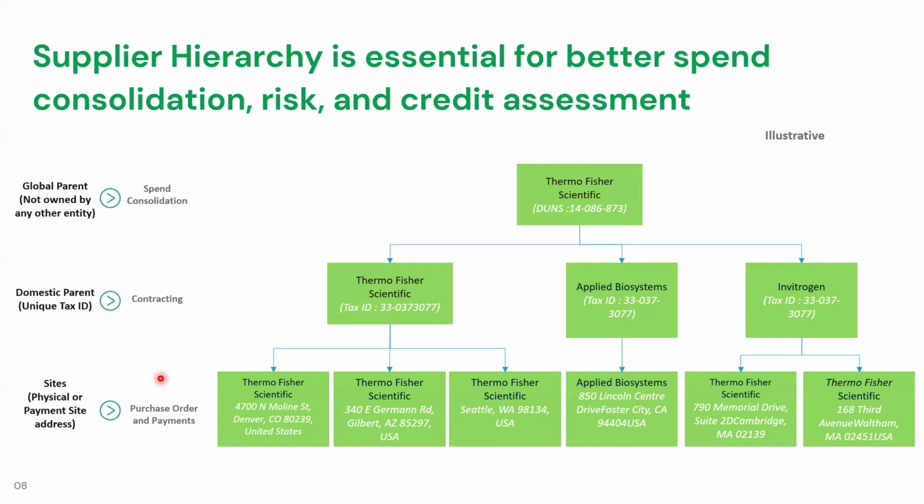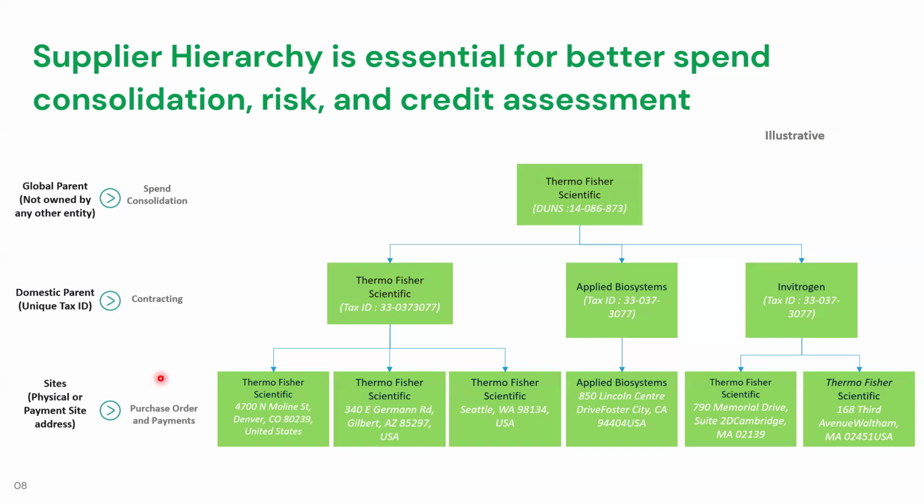Now these sites are very important. As I said, these are created inside the ERP, so the source is internally created. Then you have the domestic parent or legal entity, which you have in a contracting system. And then your global parent comes from third-party data, or a lot of companies do a manual match and merge, manual matching, saying all this Thermo Fisher Scientific should be Thermo Fisher, and they can assign their own ID.